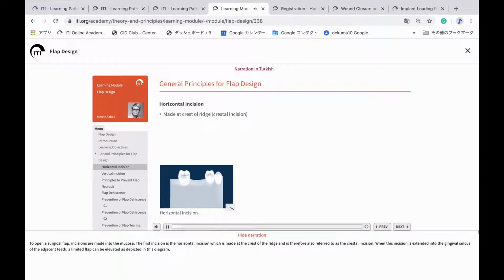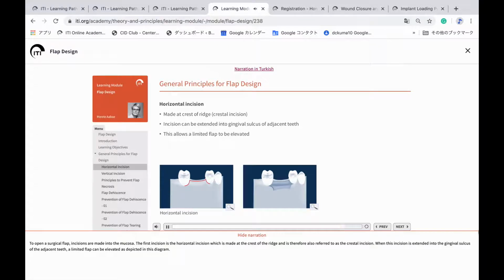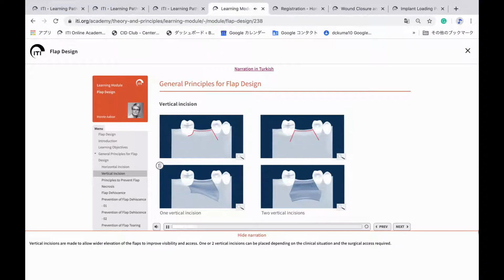To open a surgical flap, incisions are made into the mucosa. The first incision is the horizontal incision, which is made at the crest of the ridge and is therefore also referred to as the crestal incision. When this incision is extended into the gingival sulcus of the adjacent teeth, a limited flap can be elevated as depicted in this diagram. Vertical incisions are made to allow wider elevation of the flaps to improve visibility and access. One or two vertical incisions can be placed depending on the clinical situation and the surgical access required.